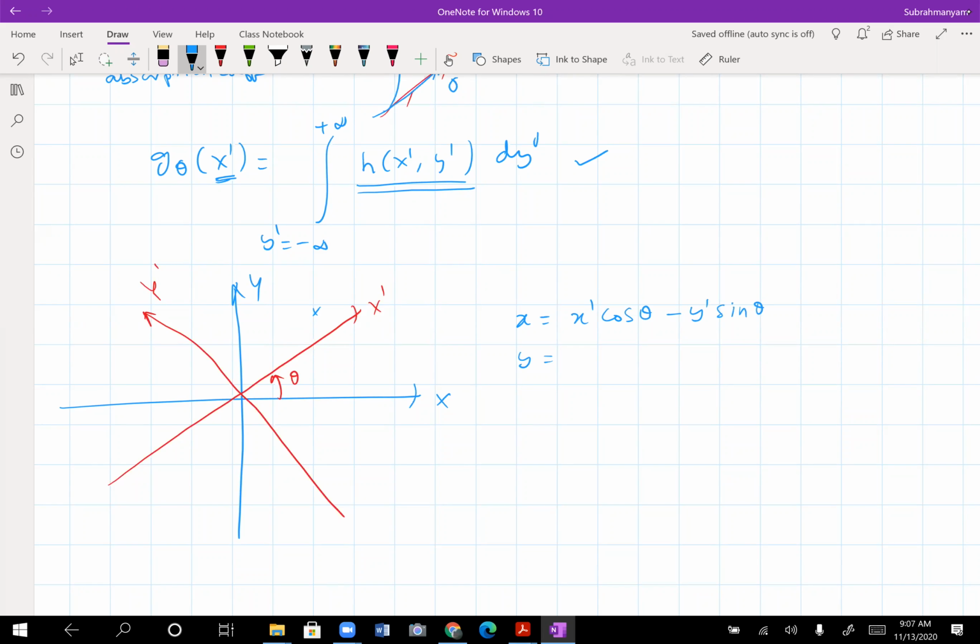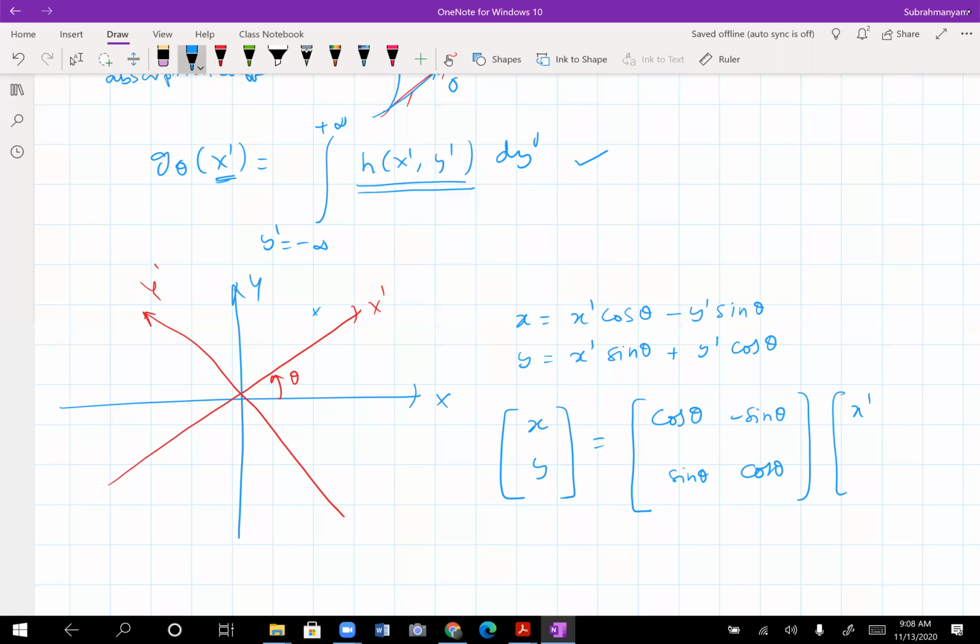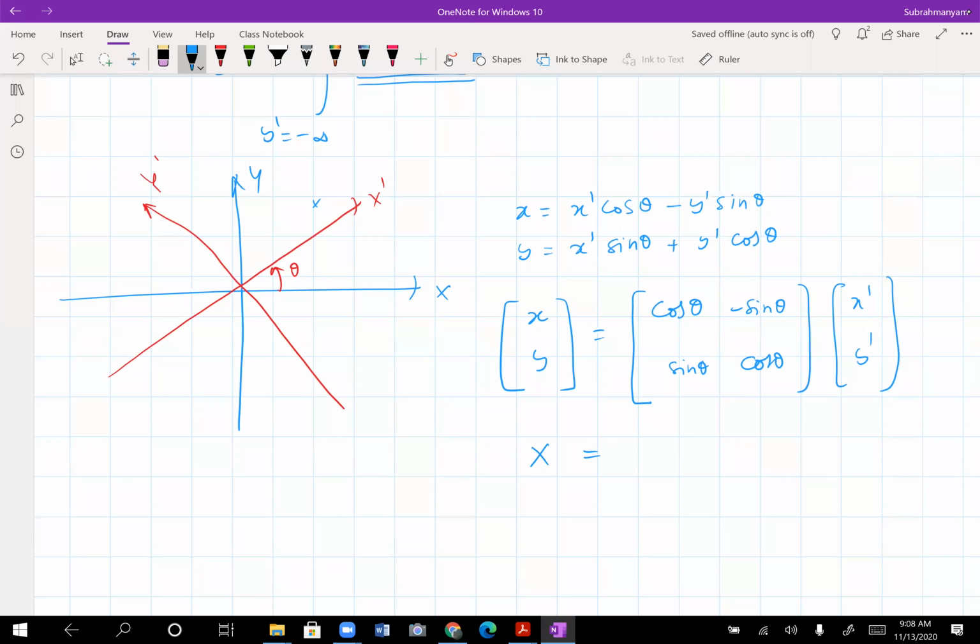And y equal to x dash sin theta. This we have derived in the last class. Plus y dash cos theta. For the sake of the future work that we would be doing, let me write it in the matrix form also here. So this would be equal to the matrix cos theta, minus sin theta, sin theta, cos theta, times x dash, y dash. Let's call this by the name capital X, this let me call as a subscript theta, and this let me call x dash. This is what I had.